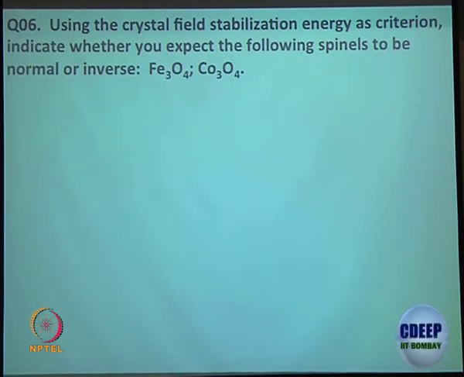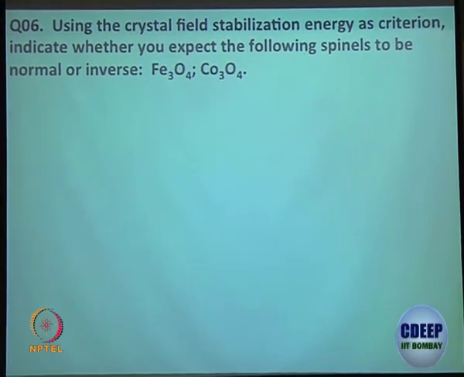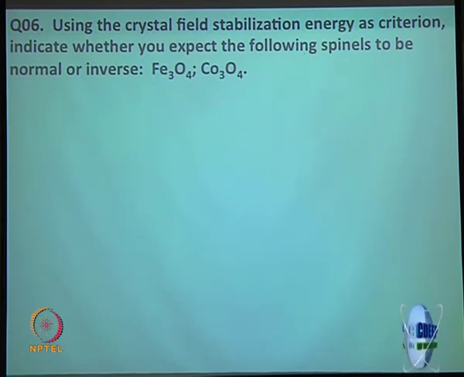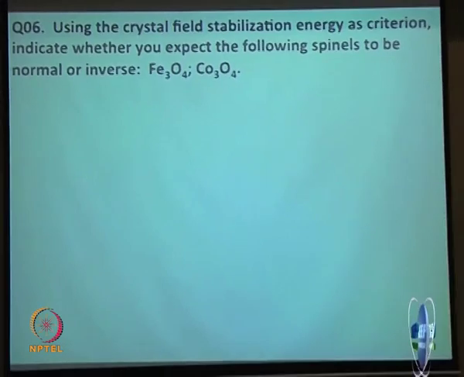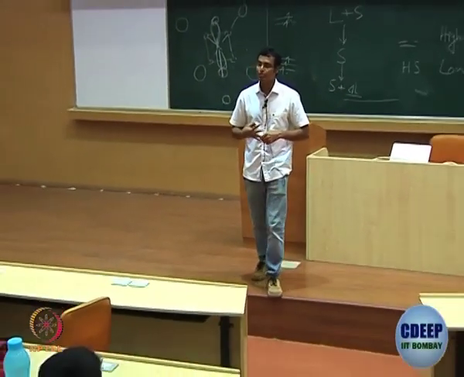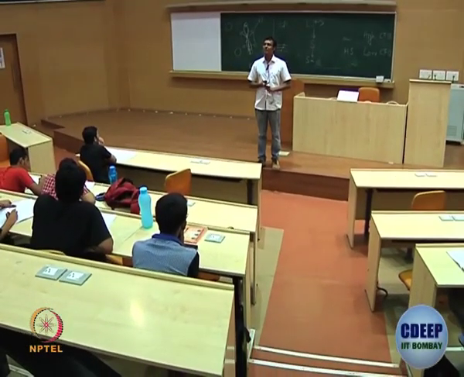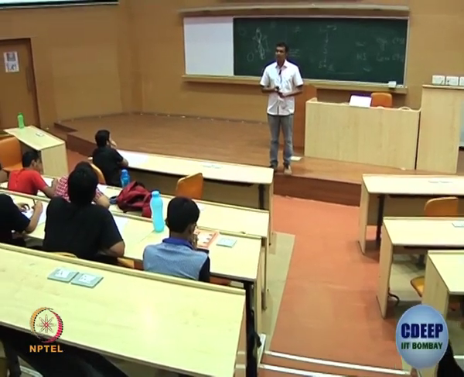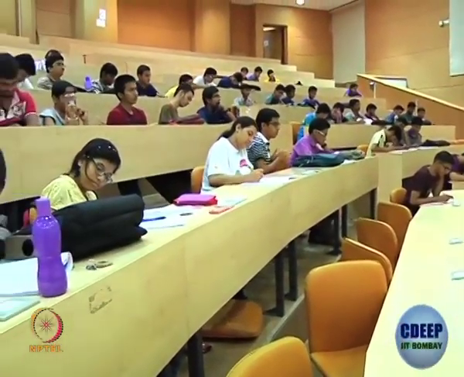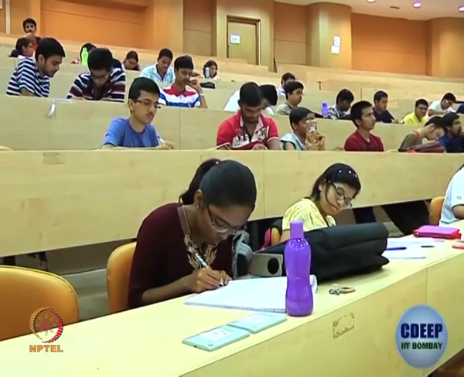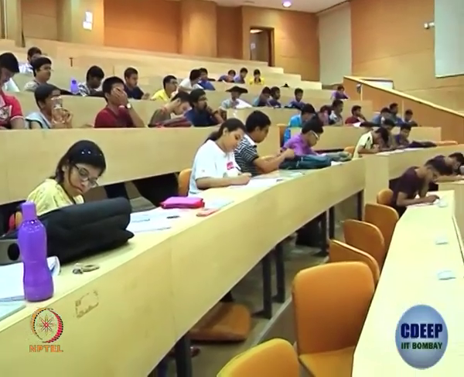Now using the crystal field stabilization energy as criteria, indicate whether you expect the following spinels to be normal or inverse. Now calculate and figure it out. Another 10 minutes you should be done. Calculate quickly. This is what I was really trying to tell you, that you should be able to calculate the CFSE really quickly. Write down, calculate. CFSE for Fe 3+ and Fe 2+, for normal and inverse spinel, you don't have to worry about tetrahedral. You just think about octahedral, and it is going to be high spin. High spin octahedral case, you just calculate.